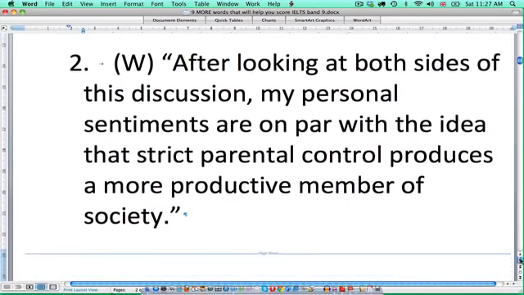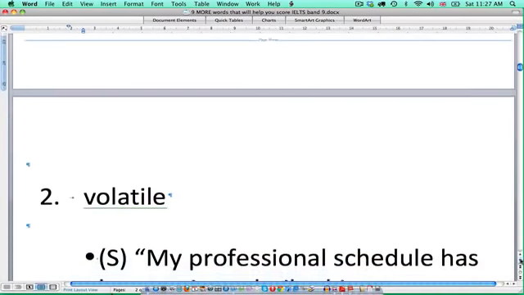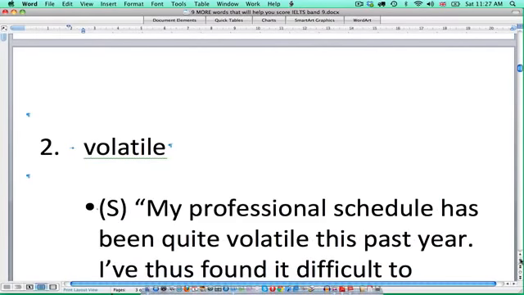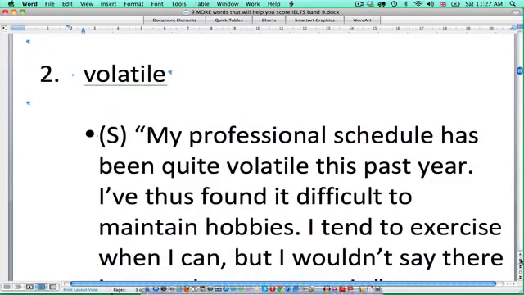Now, our second word for today is volatile. And volatile is a word that you've probably seen me use in my videos. It's a word that means something that's unstable, and typically it's used to describe something that's kind of negative in nature, so maybe a figure that has been unstable and is producing a negative result because of that.